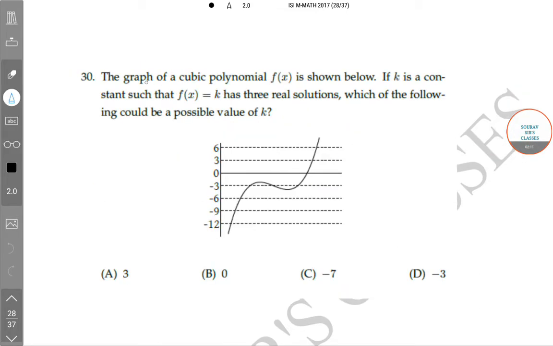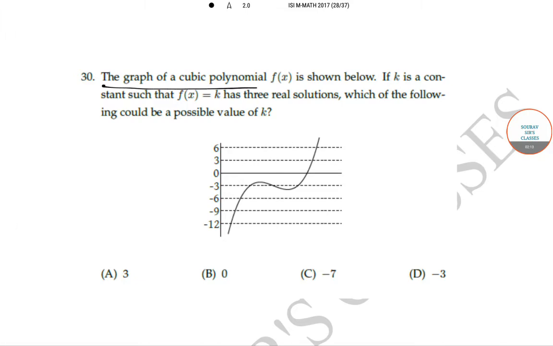The next question is, the graph of a cubic polynomial f(x) is shown below. If k is a constant such that f(x) is equal to k has 3 real solutions, which of the following could be a possible value of k?